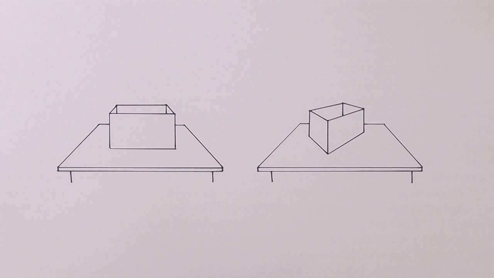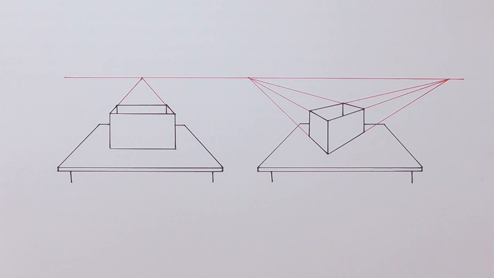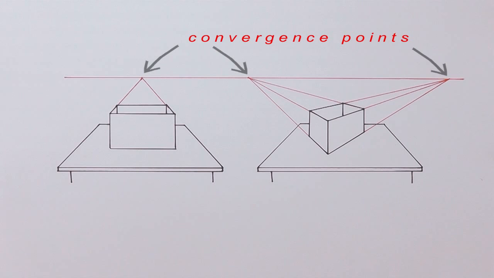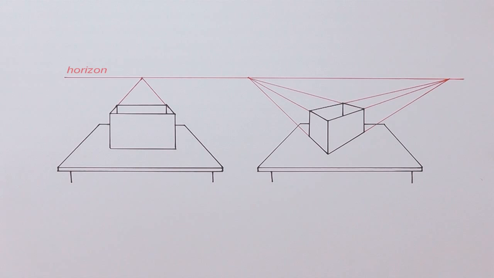The next principle that we will discuss is, all lines that are parallel to each other converge to the same point. We will call such points convergence points. Let's draw the imaginary lines that are the continuation of the sides of the box. In the drawings you can see that all the lines that are parallel to each other converge to the same convergence point. In addition, all convergence points are on the same imaginary line. We will call this line the horizon.